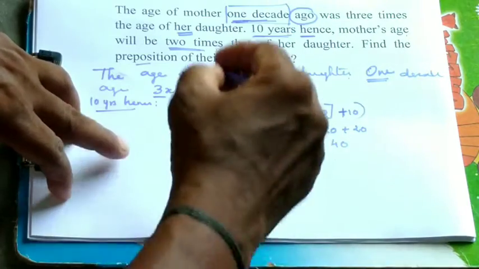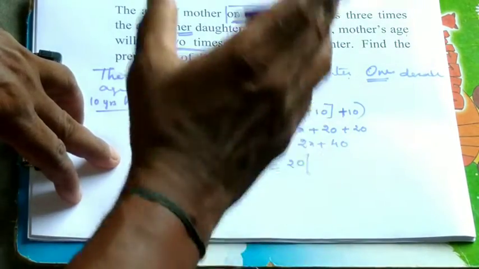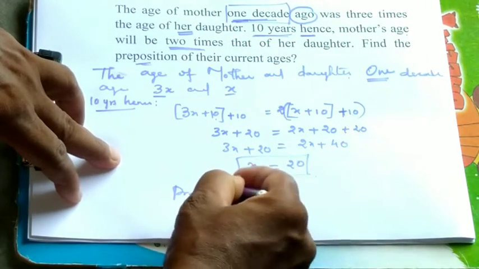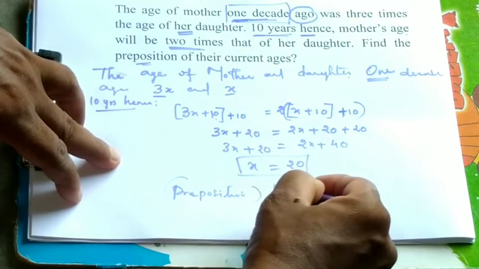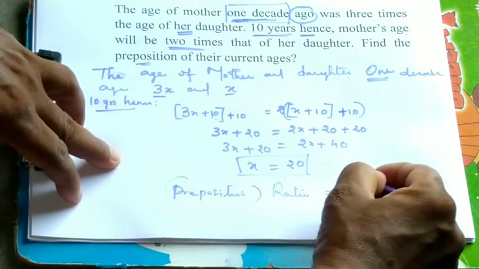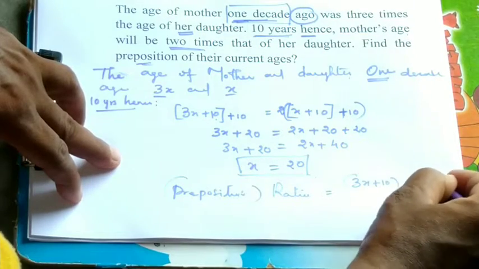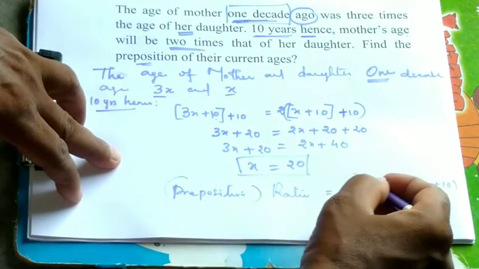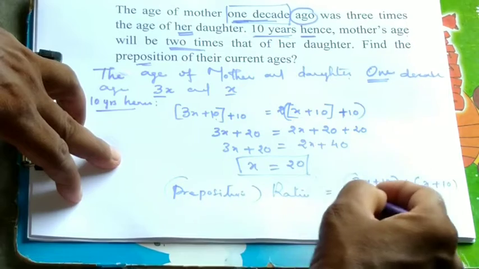Now our aim is to find the proportion, or ratio, of the current age. What we assumed 1 decade ago was 3x plus 10 and x plus 10. By solving this we got the value of x equal to 20. If you substitute x equal to 20, 20 into 3 gives what?